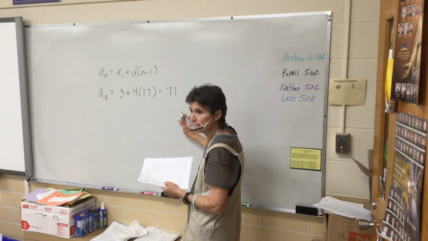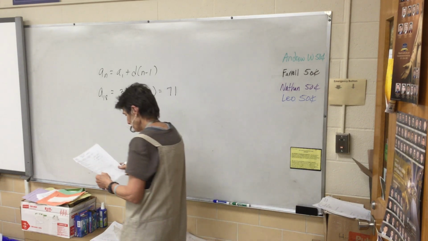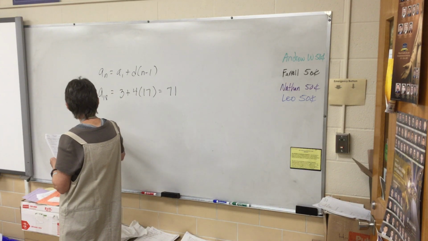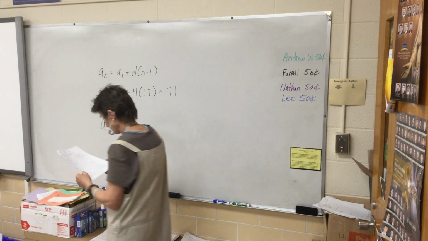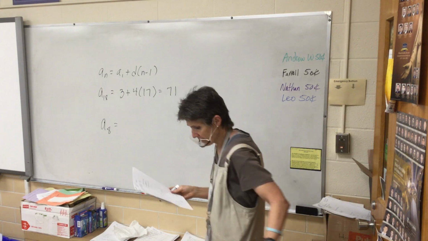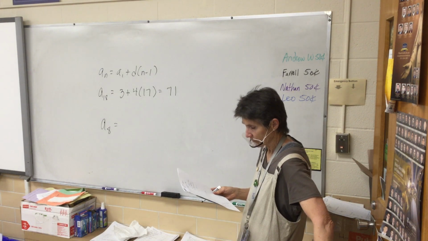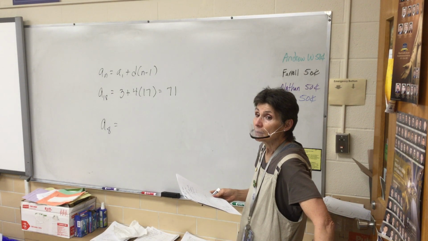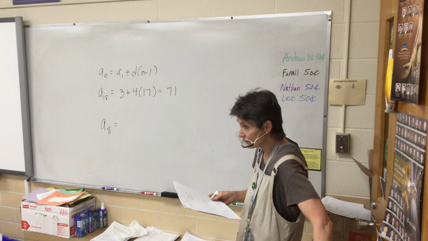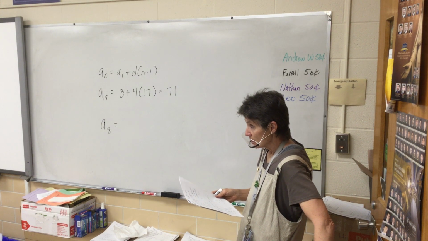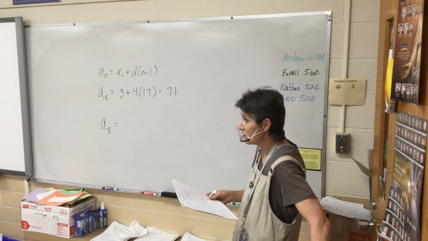All right with everybody? Okay. What about the next one? Now I want A sub 8. What's going on here? Multiplying by negative 3, which makes it geometric.